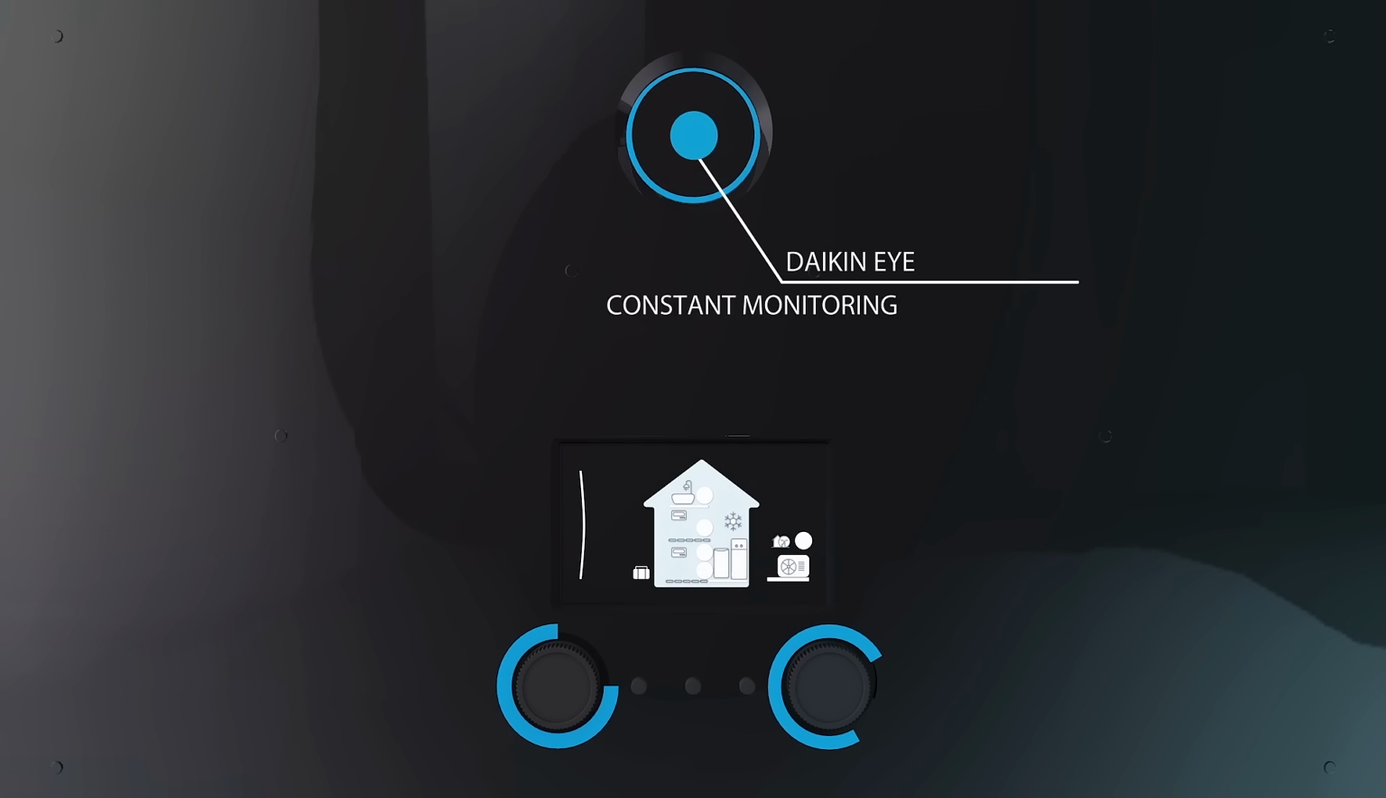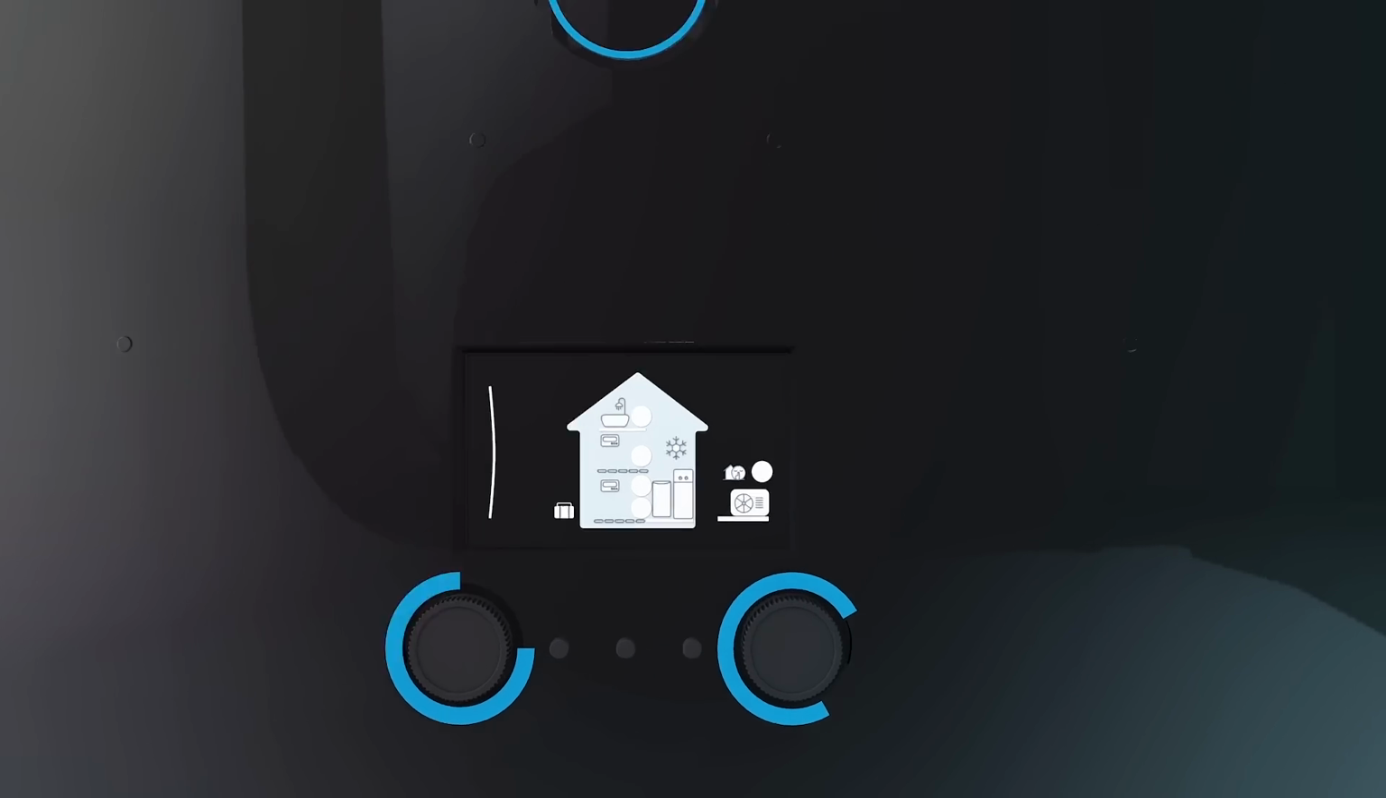The Daikin Eye is always monitoring the status of your system. Should a problem occur, it will let you know immediately via a changing color. The menu is very intuitive. A quick and easy to use configuration wizard is implemented to increase the ease of installing the heat pump.